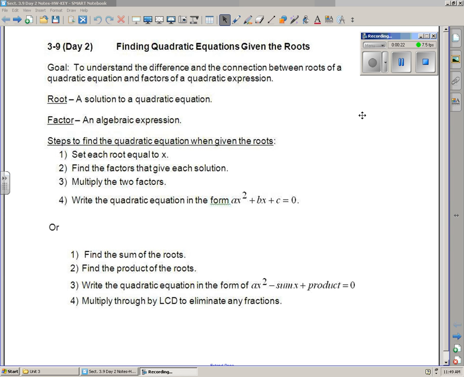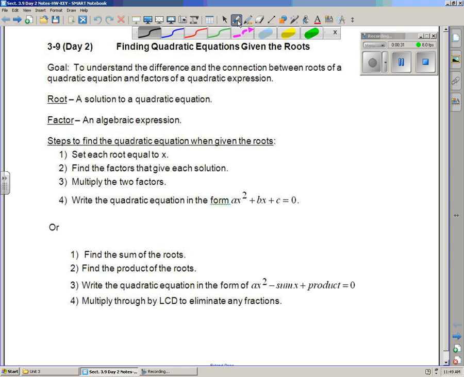I'm going to show you both ways. One you might find easier than the other. It's up to you how you choose to do it. One of the ways is to set each root equal to x. Set each root equal to x. You're going to find the factors that give each solution. You're going to multiply those two factors together, and then you're going to write the equation in the form of ax squared plus bx plus c equals 0, because it's an equation that we're writing.